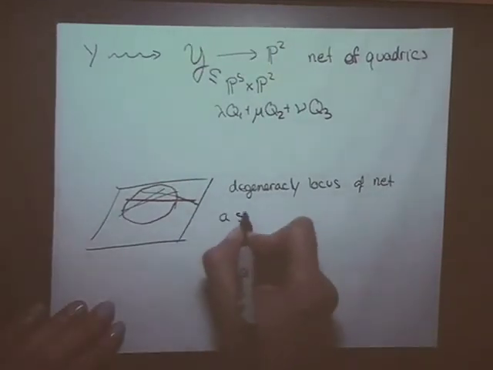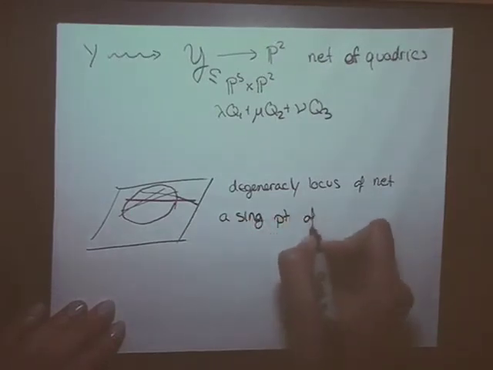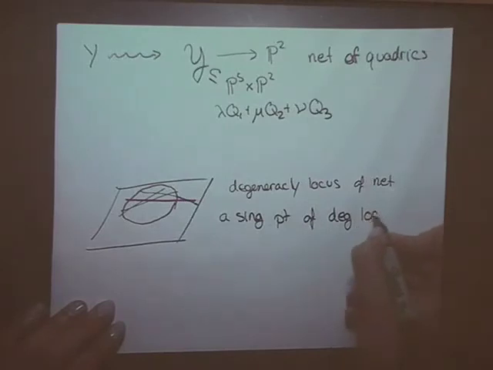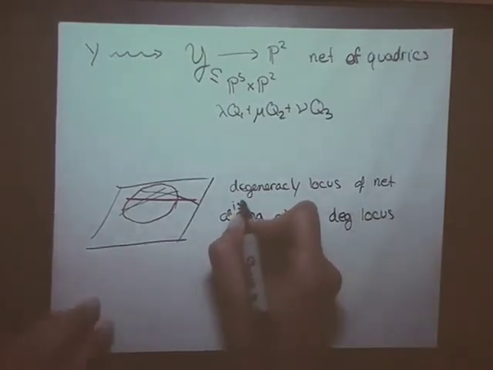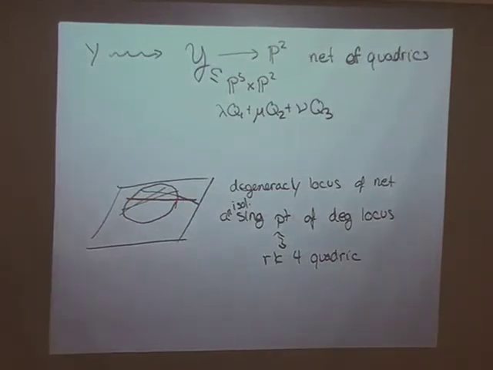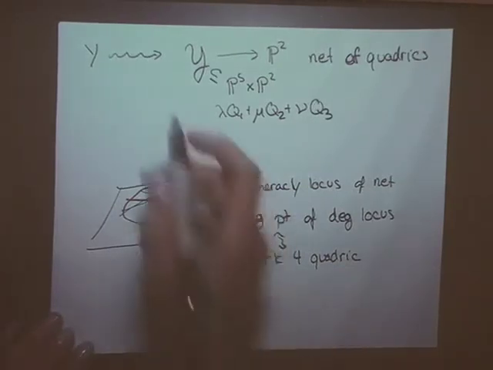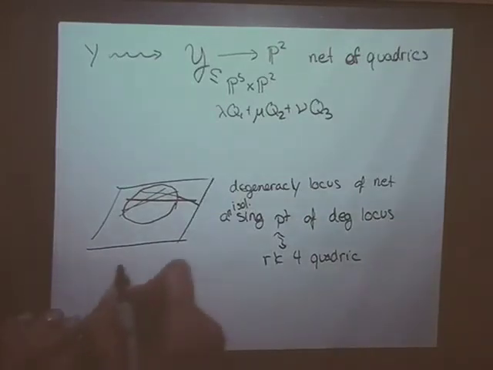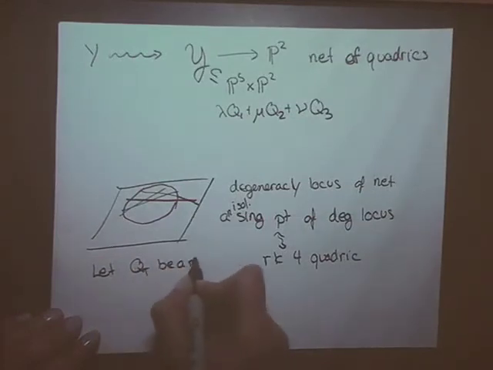So a singular point of the degeneracy locus, an isolated singular point, all of these are isolated, corresponds to a rank 4 quadric. Okay, so a rank 4 quadric, that's going to be some sort of cone over a quadric surface. So I have rulings on it. And those rulings are going to give me new curves. So let me take, let Q_t be a rank 4 quadric.